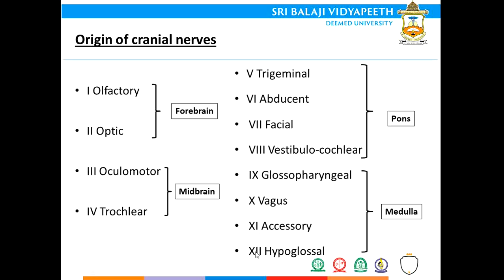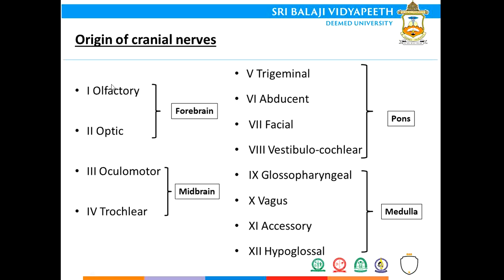Now from 3rd to 12th, all arise from the hindbrain. Okay. Here actually the term should be brainstem. So the brainstem includes midbrain, pons and medulla. The 3rd and 4th, that is oculomotor and trochlear, arise from the midbrain. Then the 5th trigeminal, 6th abducent, 7th facial, 8th vestibulocochlear arise from the pons. Then 9th glossopharyngeal, 10th vagus, 11th accessory and 12th hypoglossal arise from the medulla.